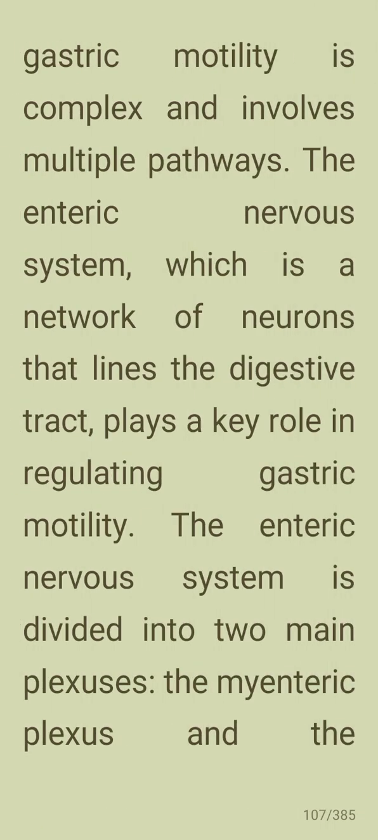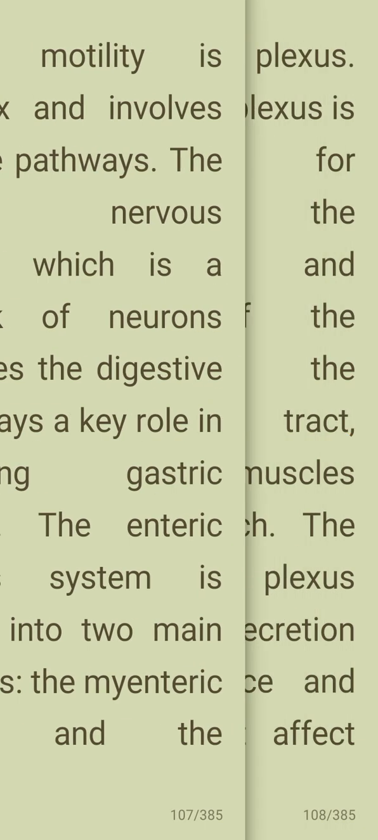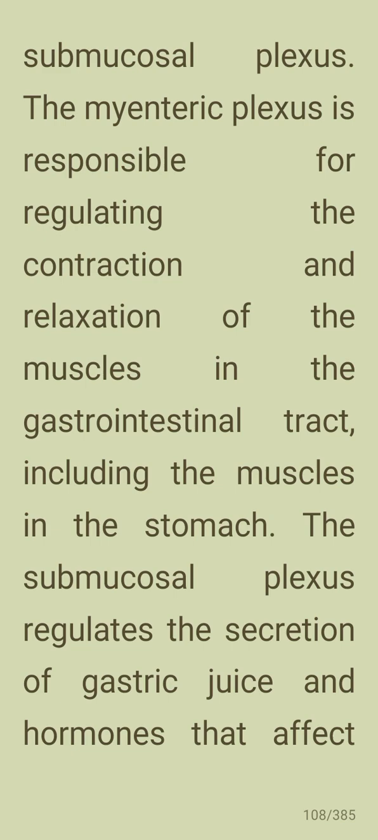Then, the nerve control of gastric motility is complex and involves multiple pathways. The enteric nervous system, which is a network of neurons that lines the digestive tract, plays a key role in regulating gastric motility. The enteric nervous system is divided into two main plexuses, the myenteric plexus and the submucosal plexus.